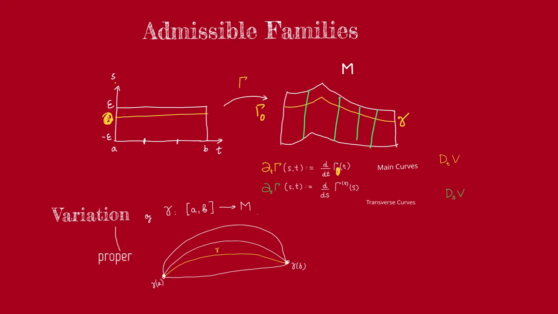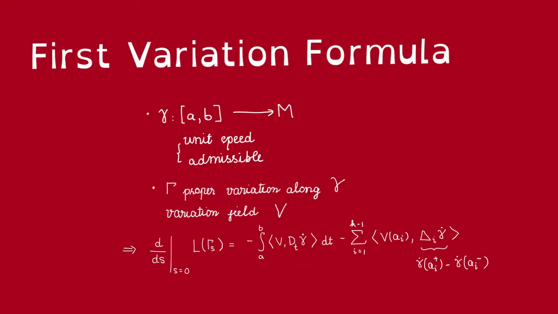So that's a variation. Now, how does this relate to geodesics and the length minimizing problem? Remember, we mentioned that the key in the proof that length minimizing curves are geodesics is the first variation formula. When we have a proper variation along gamma, we have a family of curves with the same starting point and end point. For each s, we get a curve. Then we can look at the length of these curves, gamma s, and the length minimizing curve between these two endpoints must be a critical point of this function. So the derivative of this function with respect to s must vanish there. In other words, gamma is a length minimizing curve only if this derivative is 0.